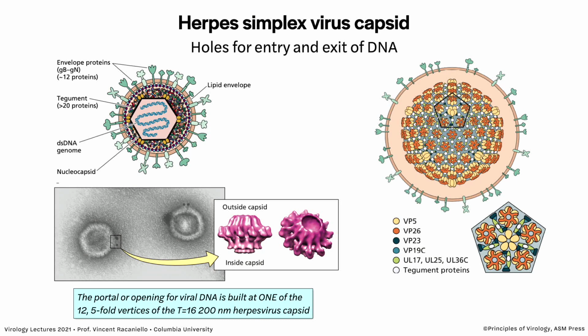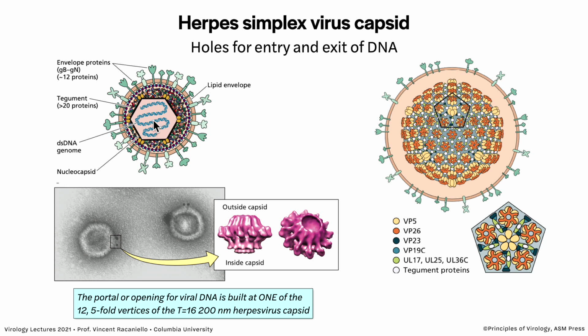Herpes simplex is even bigger, and it has an unusual feature in that it has a hole in it for entry and exit of DNA. So the herpes simplex virus particle is enveloped, and the envelope, of course, is full of glycoproteins. But within it is a capsid that contains DNA. So we call that a nucleocapsid because it's an icosahedral structure. It's a protein shell with DNA in it. So it's a substructure within the envelope. So it's a nucleocapsid, as you can see here.